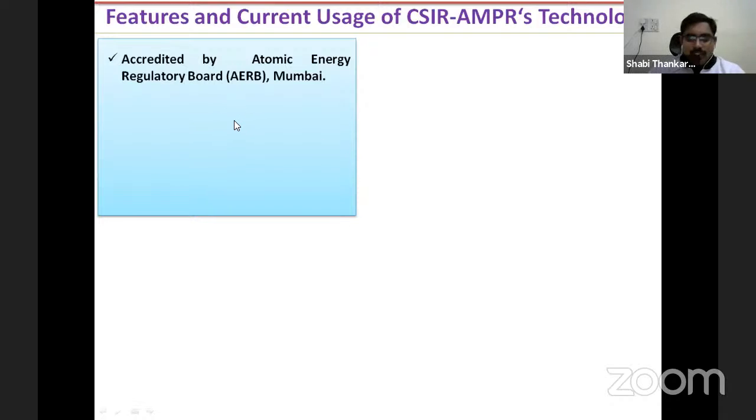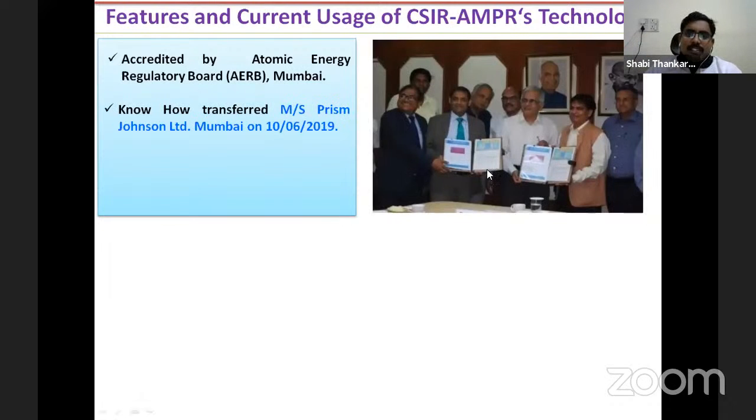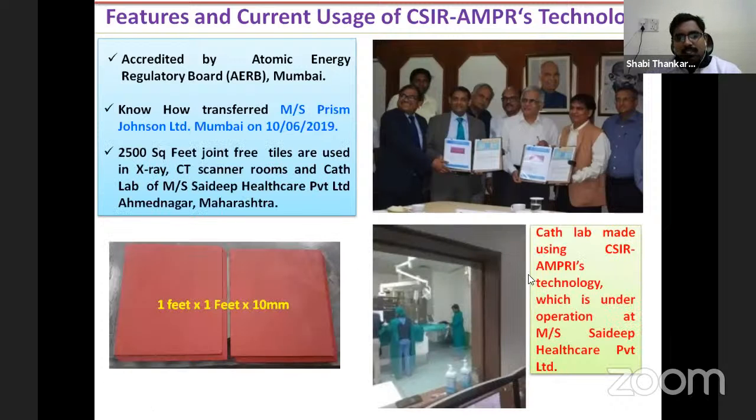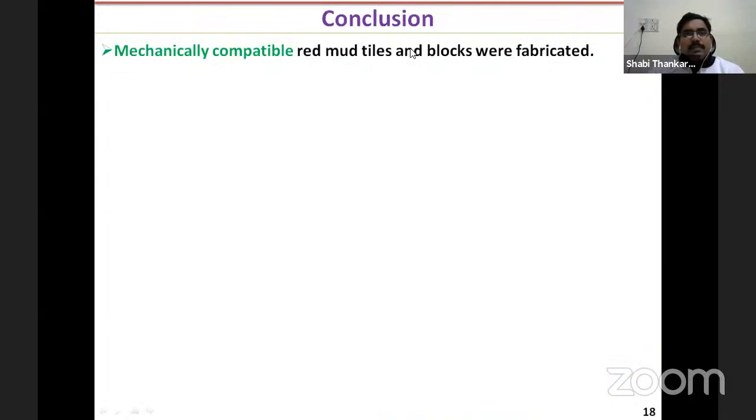Our technology has been accredited by the Atomic Energy Regulatory Board because it's health related, so they have to be accredited. We have given this technology to one of the leading tile manufacturers, Prism Johnson Limited. We also made 2,500 square feet of tiles and used them in one of the hospitals, Saidif Healthcare, in Ahmednagar, Maharashtra.